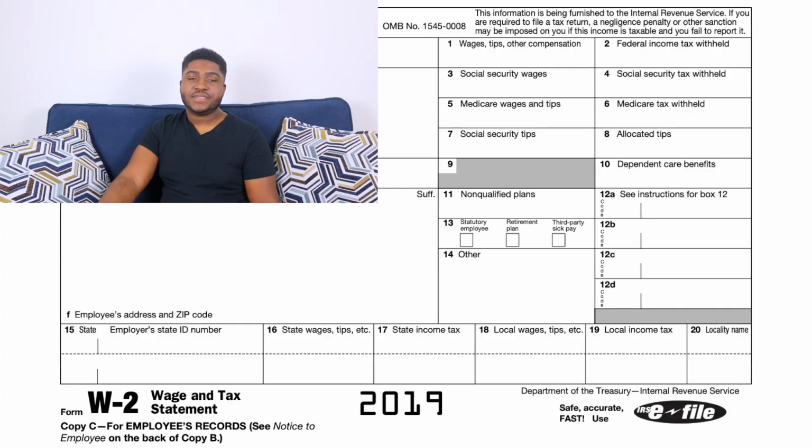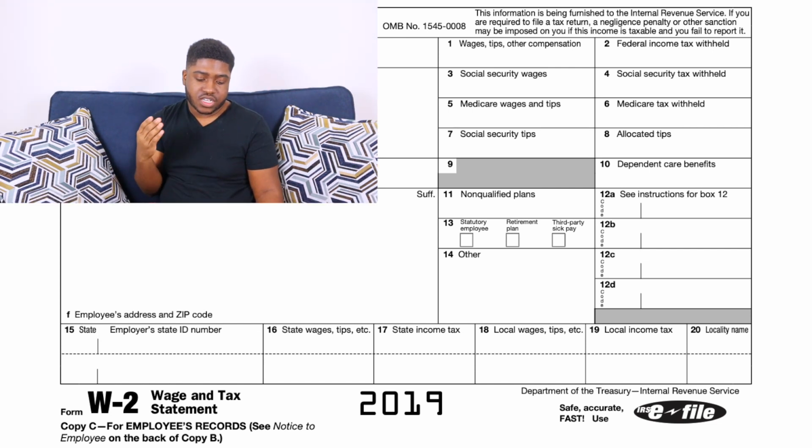So box 7 is Social Security tips. If you add your Social Security wages and your Social Security tips together, you should come up with the amount of the wages shown in box 1 on your W-2, generally.